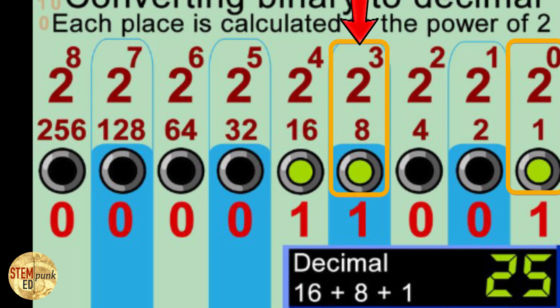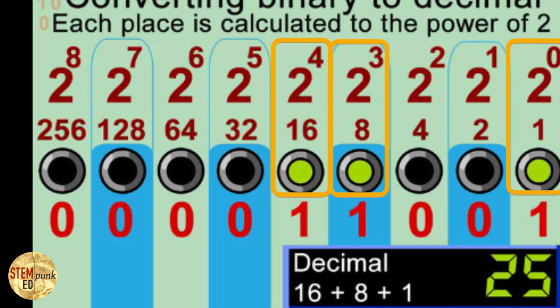The light for 2 to the third power is on, so we place a 1 in that place value position and add the decimal number 8 to our decimal conversion. The light for 2 to the fourth power is on, so we again place a 1 in the place value position and add the decimal number 16 to our decimal conversion. The remaining power of 2 place values are off, so we can stop adding decimal numbers for our conversion. Note that even though there are zeros in the remaining positions, we still need to read those zeros in our final binary number to maintain our 9-bit number.